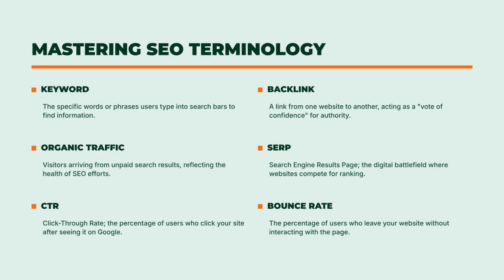Understanding core terminology is essential. A keyword is what users type to find information. Organic traffic comes from unpaid search results. A backlink is a vote of confidence from another website, and SERP is the search engine results page. CTR is the click-through rate, and bounce rate is when users leave without interacting.